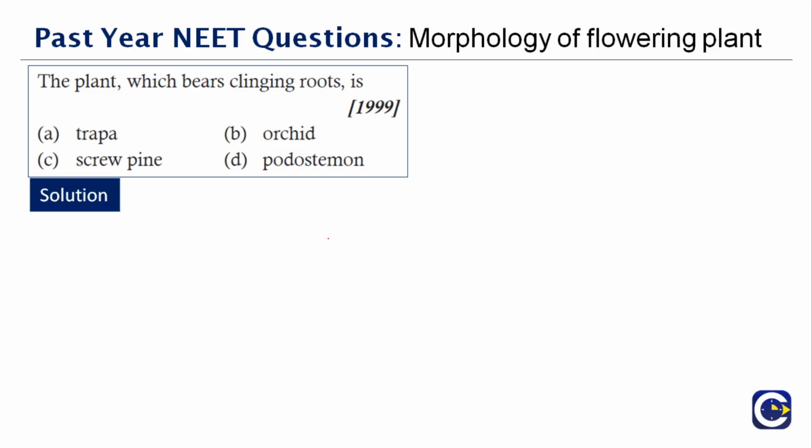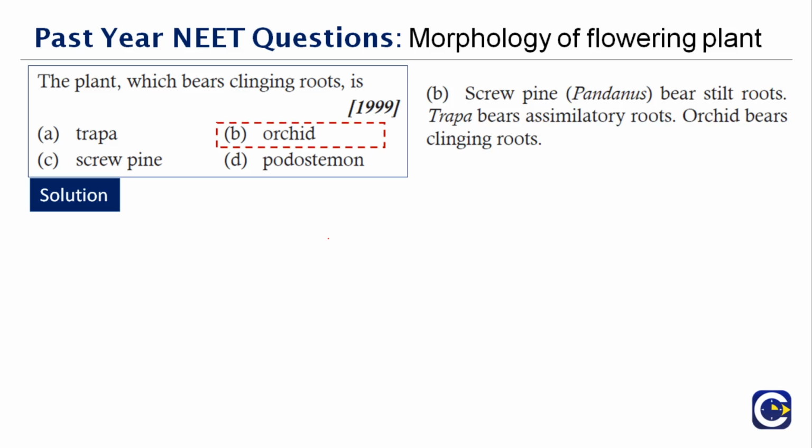Out of the 4 options, which has clinging root? Screw pine, which is C. Orchid bears clinging roots, while the rest, screw pine, trapa, and all this, they bear assimilatory roots. Okay, so out of the 4 options, the right one is option B, orchid, while the rest of them bear assimilatory roots. Therefore, the right answer is orchid.